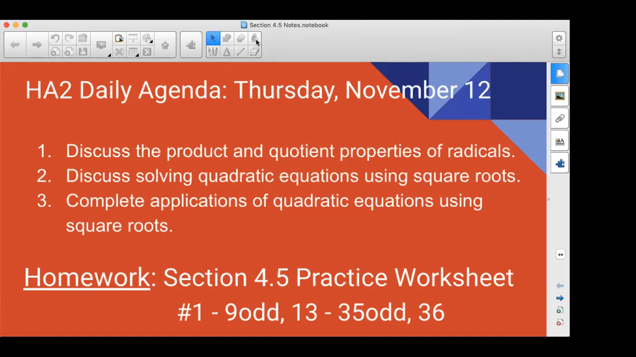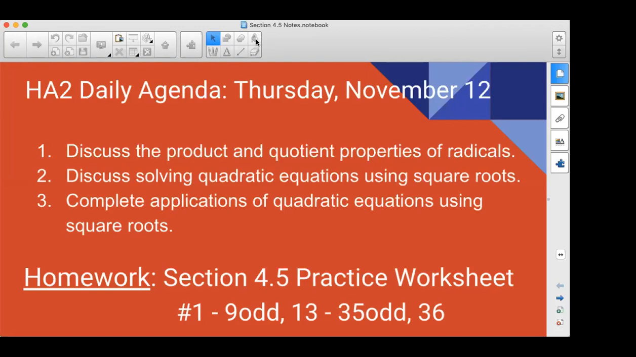So moving forward, we are starting section 4.5, which is about solving quadratics by finding the square roots. In chapter 4, we're going to learn how to solve quadratics 4 different ways. The first one's factoring, which we just did. Today we're going to work on square roots. Then there's 2 more, one using the quadratic formula, and then completing the square. So we're going to talk about all of those before Thanksgiving break. And then you will have a test the day before Thanksgiving.